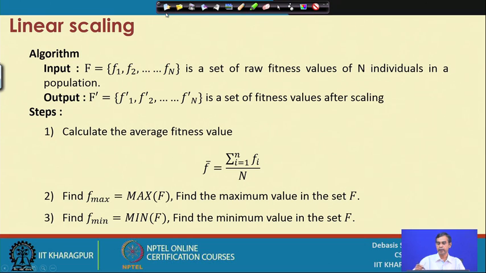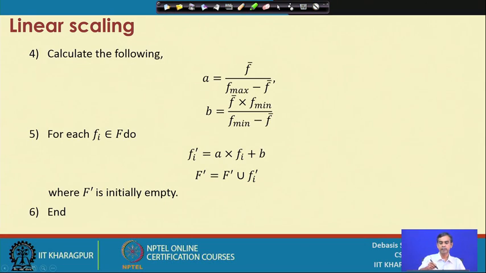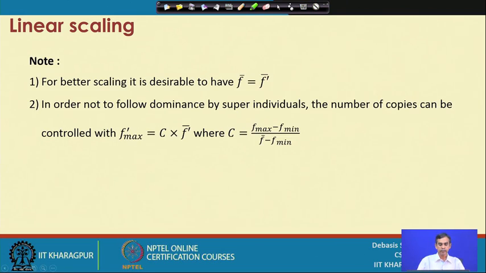Once these two values are obtained, it follows the decision on how to change it. In linear scaling, it computes the two values A and B using this formula. Once A and B are known, we will be able to obtain the scaled fitness value using this formula. It needs to be added into f dash, where f dash is the set of all the scaled fitness values, and f dash is initially empty. This is the method followed in the case of linear scaling.